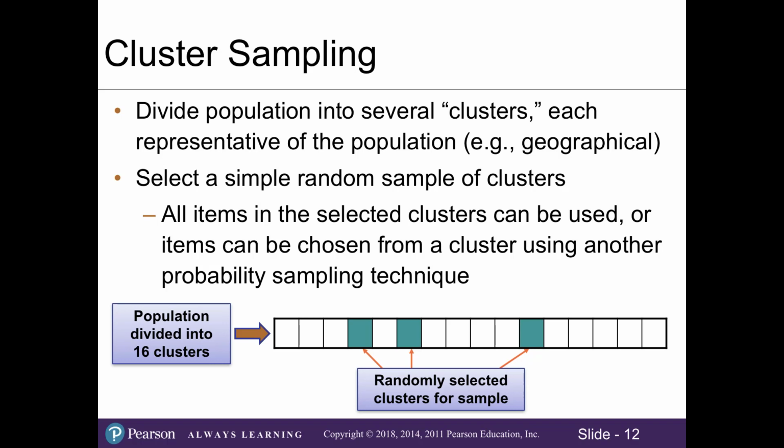Then there's cluster sampling. This is where we divide the population into clusters that are representative of the population. And this is typically geographical. So here we would select a simple random sample from clusters. All items in the selected clusters can be used, or items can be chosen from a cluster using another sampling technique. So one way to think about it is if we looked at Oceanside and we could imagine each block of homes or street is considered a cluster. And so we can randomly select a couple of different streets or neighborhoods or blocks, and then those would be what we want to study. And perhaps we want to use simple random sampling, so we're not studying the whole block, maybe we'll study 3 homes on each block.